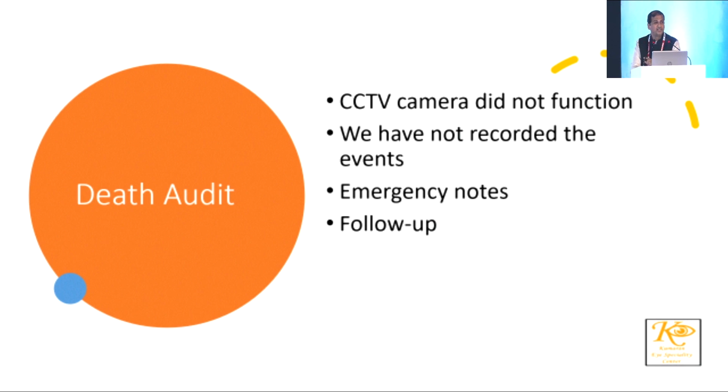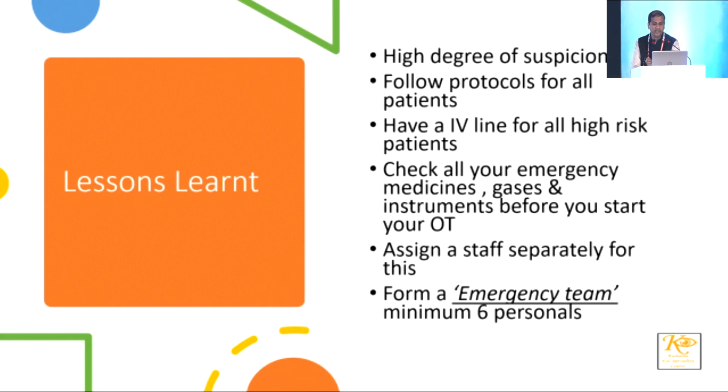Ensure that the emergency notes are written very well, and that too in the event of a death. Make sure you go back to your notes, write them in the proper way, and follow the patient up. So the lessons learned here are that you need to have a high degree of suspicion. We deal with a lot of geriatric patients, so make sure you spend some time looking into the medications. Always have an intravenous line. Of course, not every patient can have an intravenous line, but leave it to the judgment of the anesthetist to decide whether an IV line is needed for these patients.